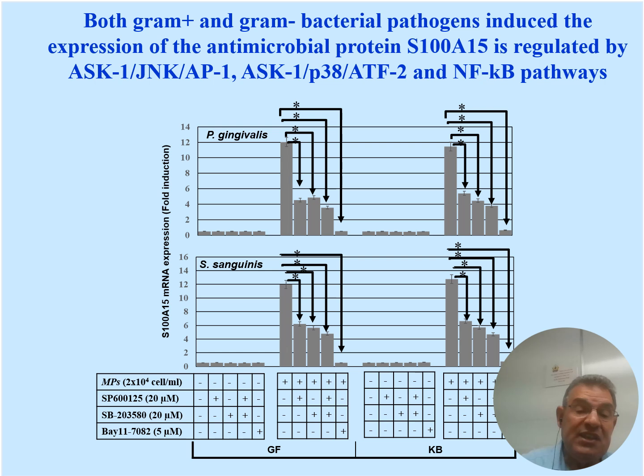We used SP600125 as an inhibitor of JNK, SB203580 as an inhibitor for p38, and BAY 11-7082 as an inhibitor for NF-kappaB, and we could show that all three pathways are involved in the regulation of S100A15 induction by gram-positive and gram-negative bacterial pathogens.